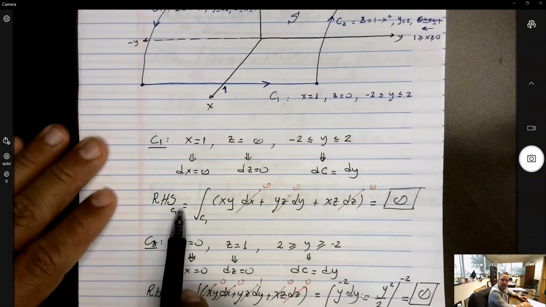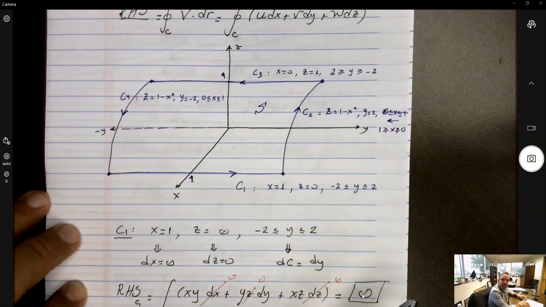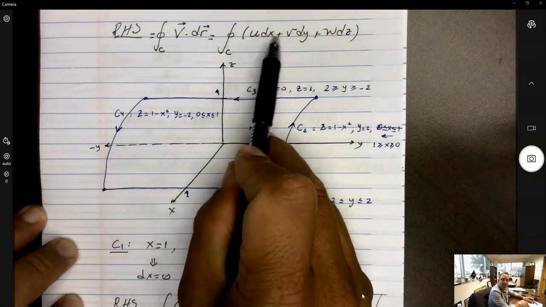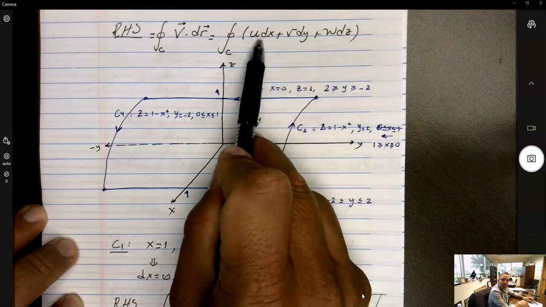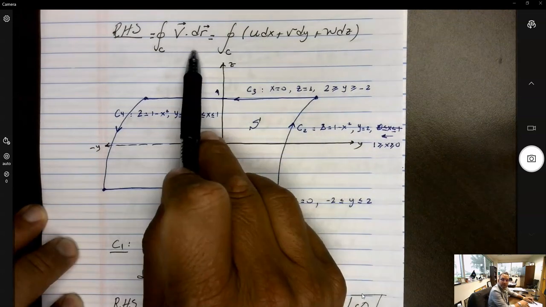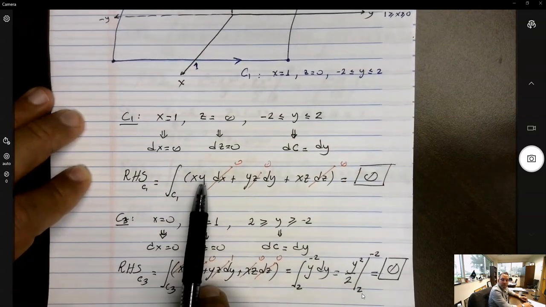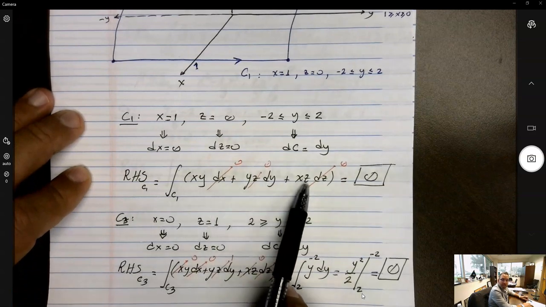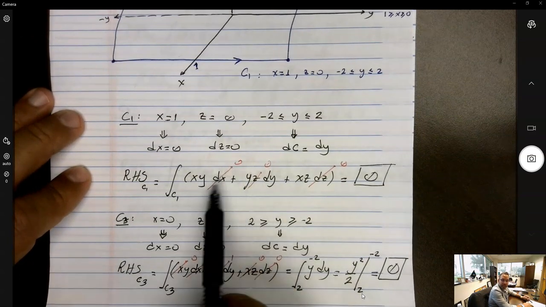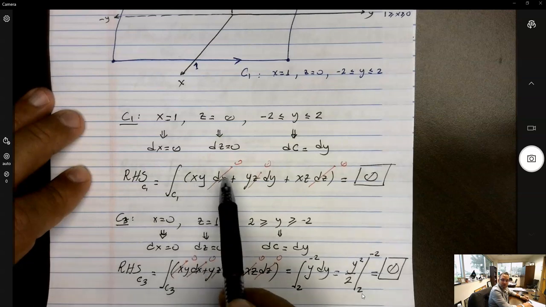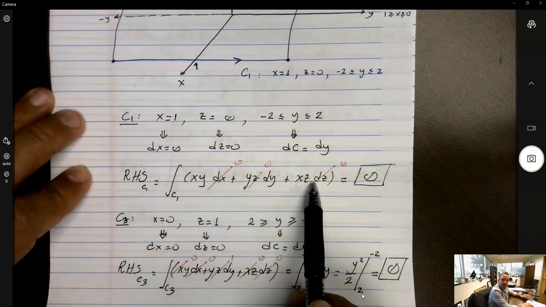If we do that, the right hand side, which is the integral of u dx, v dy, and w dz, u, v, and w being the components of the vector field v, will be xy, yz, and xz. dx will go to 0, x will go to 1, z will go to 0, and so on. Everything disappears from this one.